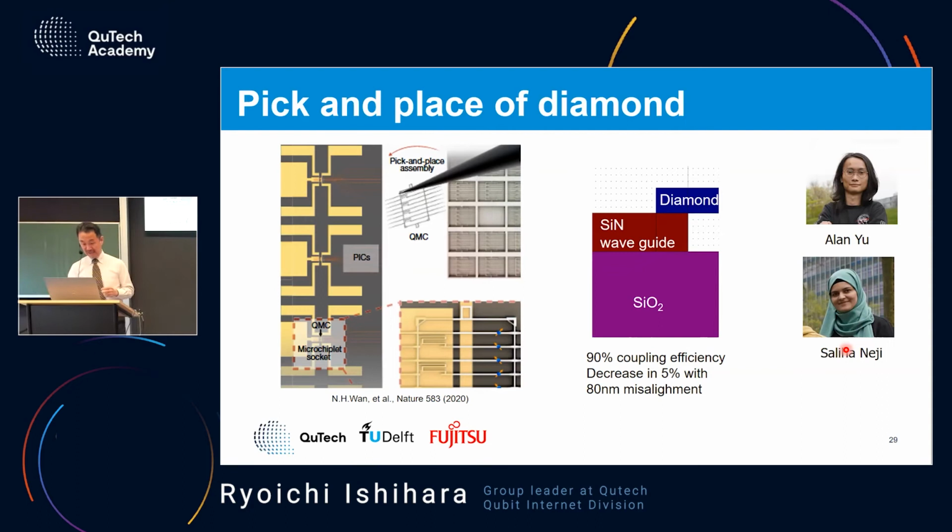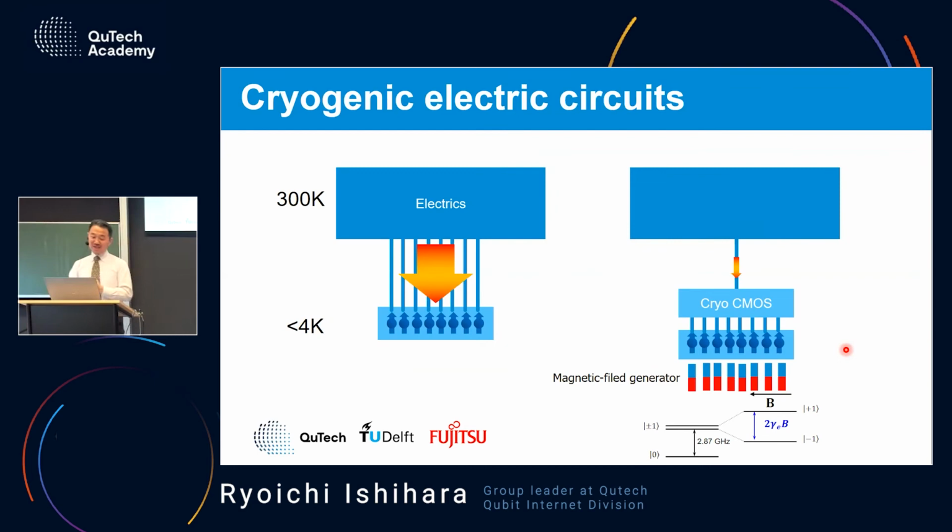Okay. The third topic is cryogenic electronics. So this is the current implementation. You have bulky electronics instruments directly controlling a qubit at low temperature in a cryostat. The problem is that the cable transfers heat from room temperature to low temperature. Again, the cryostat has limited cooling power. We can mitigate this by integrating electronics inside a chip, and thereby you don't need direct control from electronics to individual qubits.